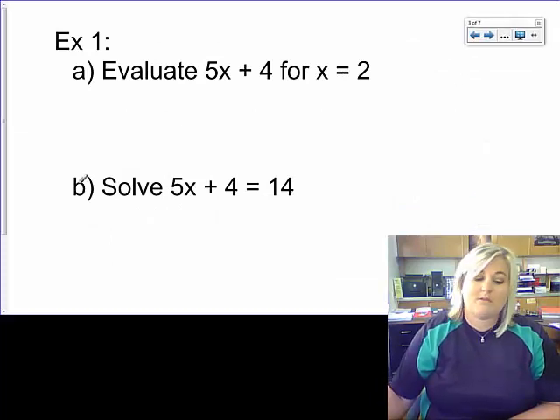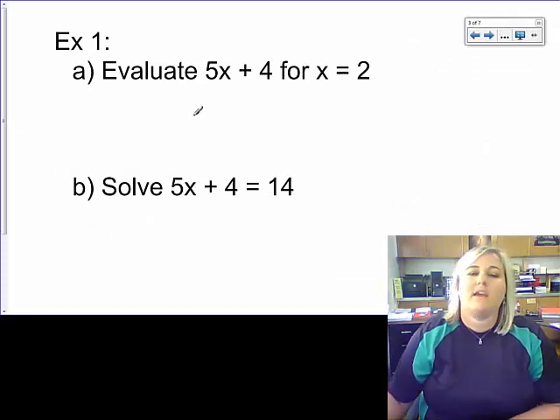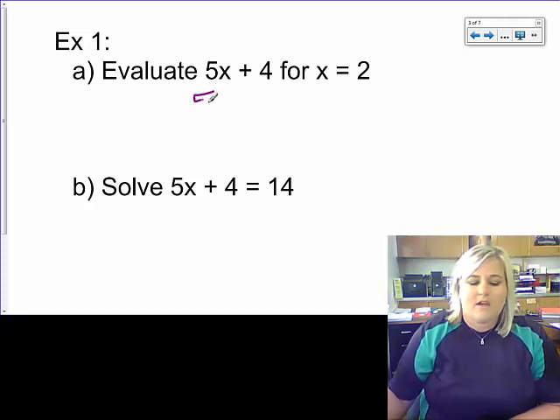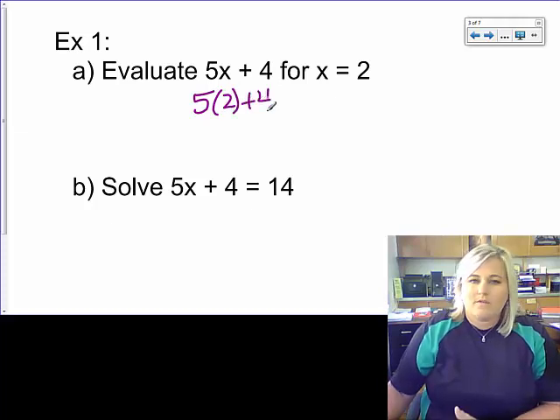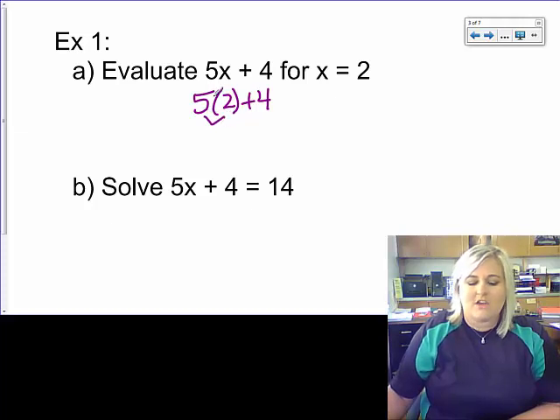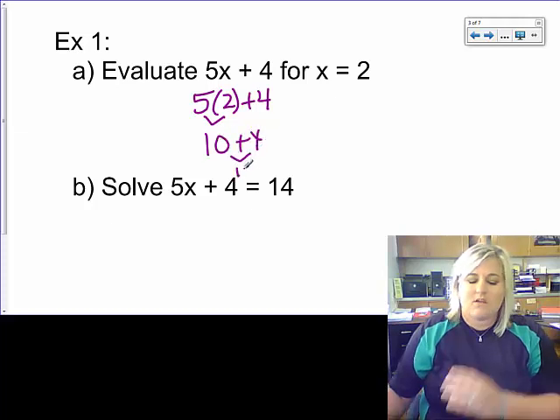So, for example, it wants us to evaluate. This is taking us back to stuff that we already know how to do. So we have 5, and instead of x, we're going to put 2 plus 4. Order of operations, I would multiply before I add, of course. All I have is multiplication and addition. So 5 times 2 is 10, plus 4 gives us 14.